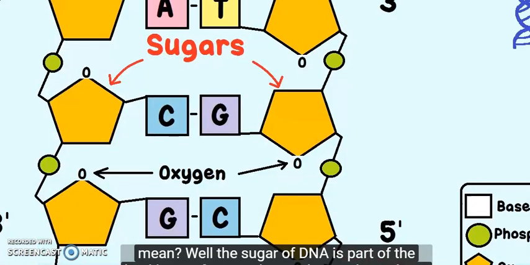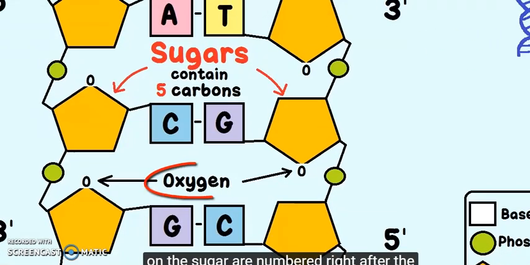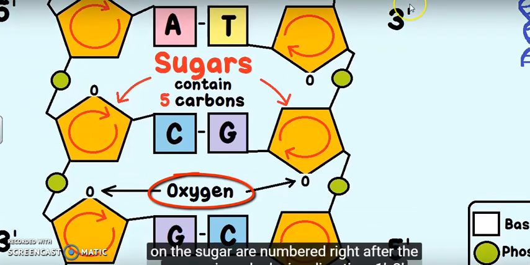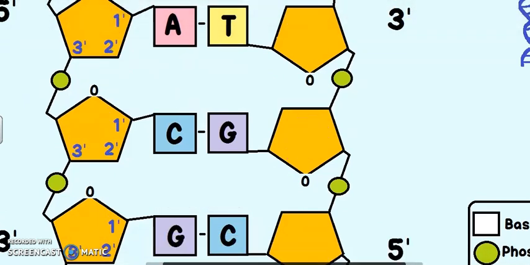Well, the sugar of DNA is part of the backbone of DNA. It has carbons. The carbons on the sugar are numbered right after the oxygen in a clockwise direction. 1', 2', 3', 4', and 5'. The 5' carbon is actually outside of the ring structure.